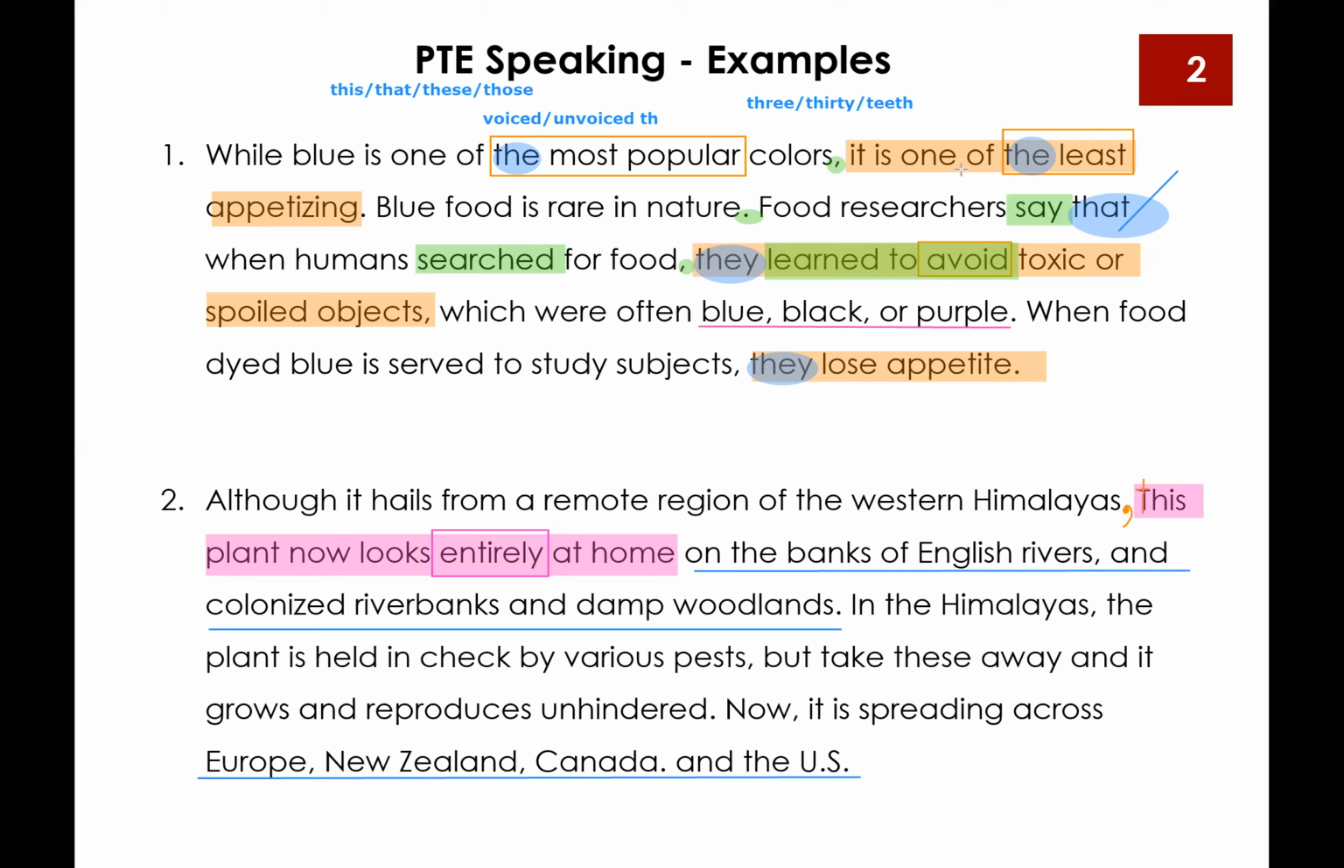Okay, and of course we can see that there are some punctuation points where we can stop, right? Like the introducer comma, right? And of course, when we have a list, feel free to stop there as well, okay? And also an introducer comma here. One thing that is very important is our strong transition word, right? But take these away and it grows and reproduces unhindered, right?